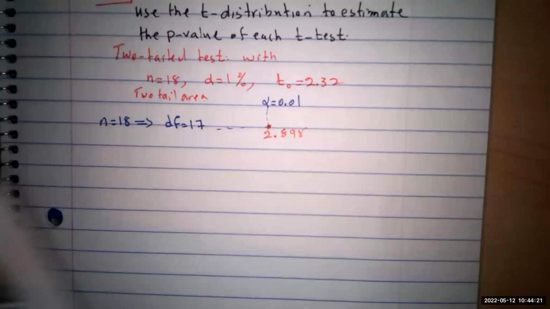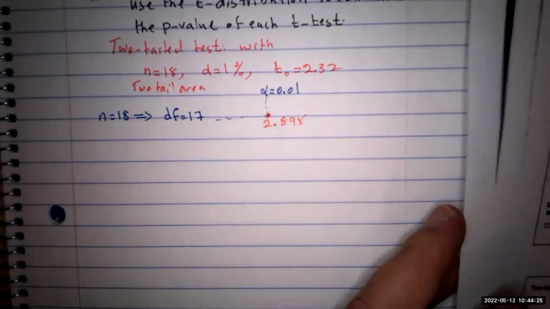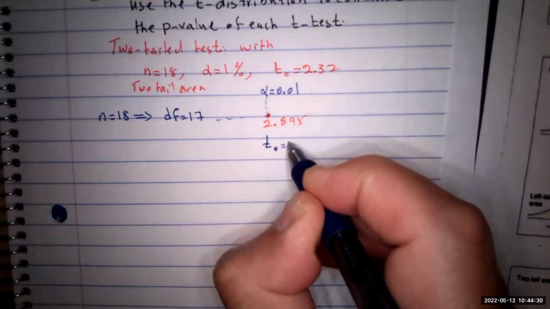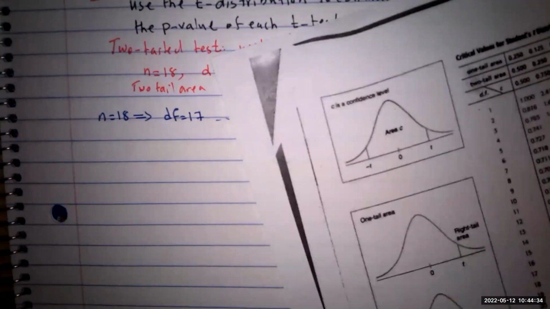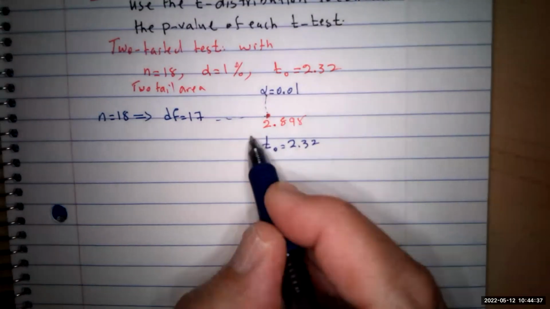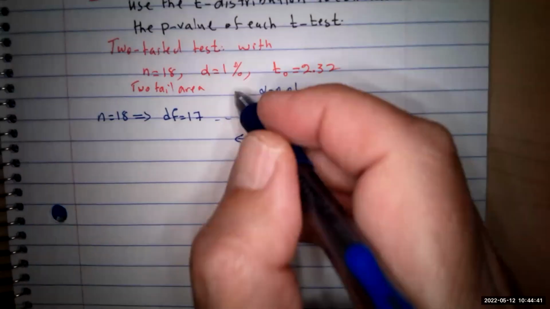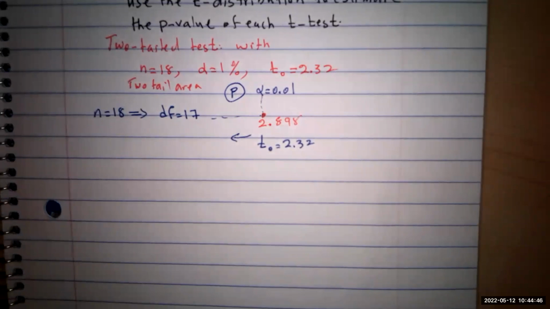2.898. So that gives us a direction here. But you compare it with your T0. The T0 that you are given is 2.32. It's a smaller number. So since it's smaller, you have to go to the left to find your P number again. Your P is going to be here. The P is going to be to the left of the alpha equal to 1% in the two-tailed area. So just check it. Read the first number that you can see.